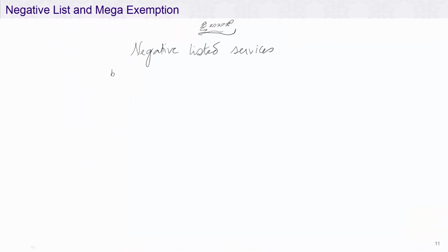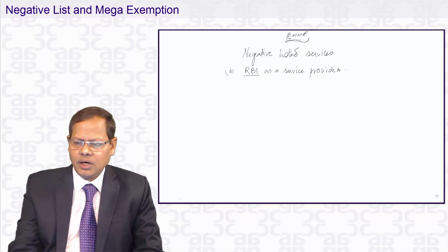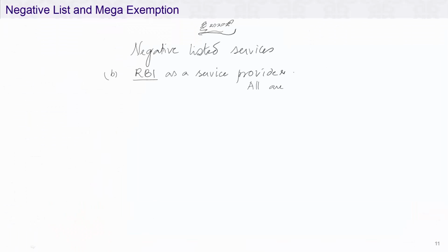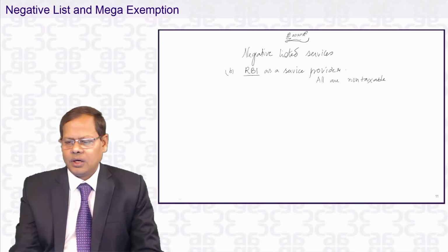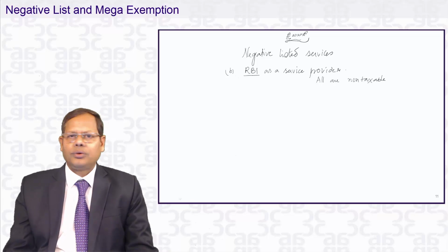Next to government, what is there? Clause B is about RBI, services by RBI. So here RBI is a service provider. Don't look at it as a service receiver, but as a service provider. Where RBI is a service provider, all services, no exception, no relaxation, nothing. All services are non-taxable. No tax, no levy. Whatever be the services that the RBI may be providing, you don't need to consider.